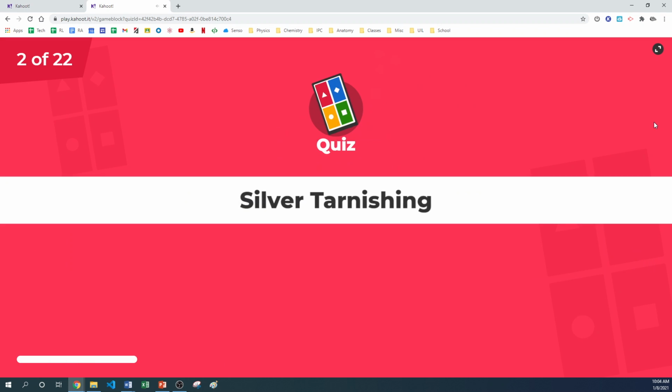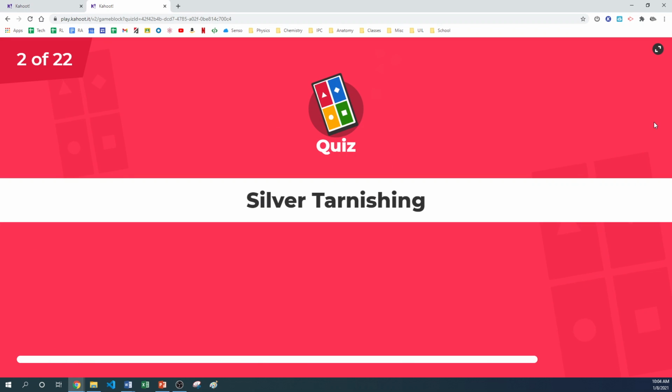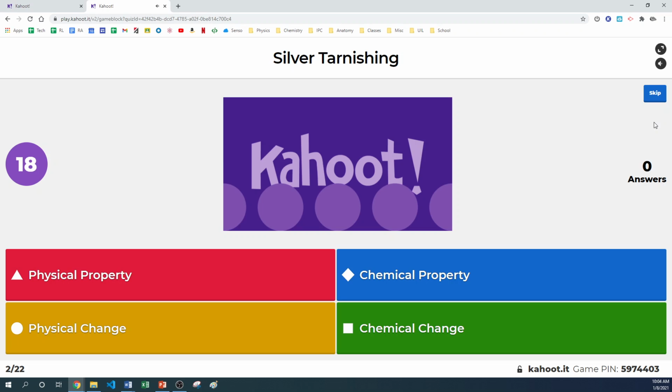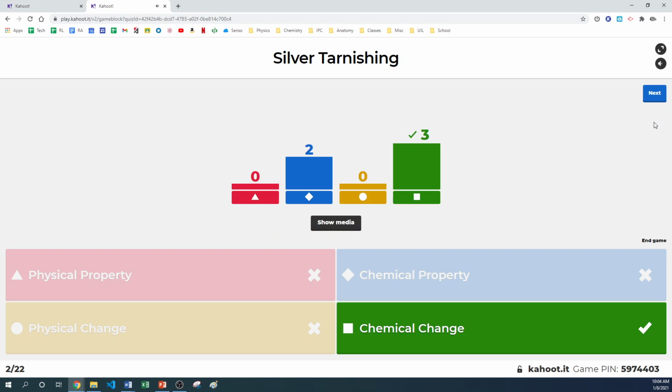Silver tarnishing. Enemy ever in cross country. No! I chose the wrong one. I got it wrong. What is that? Yeah. So this is a chemical change. Something is changing. Again, verb: ing indicates an action. And this is chemical.